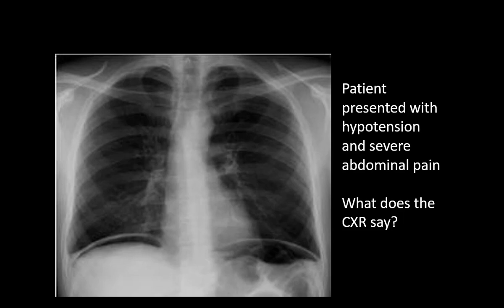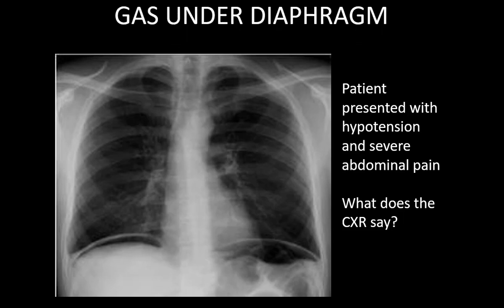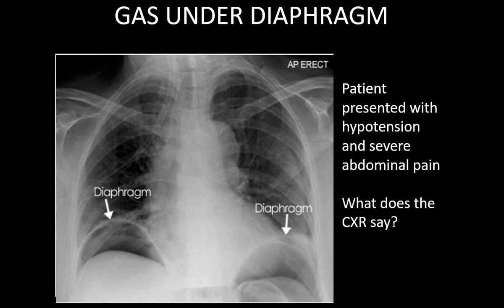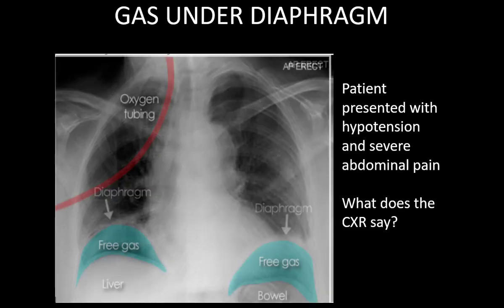A patient presented with hypotension and severe abdominal pain, what does the chest X-ray say? Radiologically there is gas under the diaphragm which could be because of a perforation of a bowel. So you have to locate the diaphragms. This is the gas which is under the diaphragm, and here you are seeing a tubing which could possibly be oxygen tubing lying over the chest.